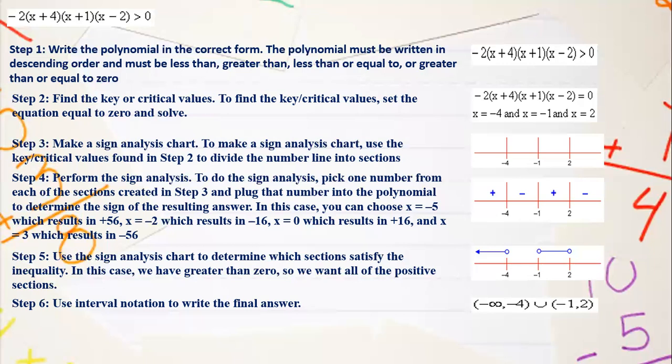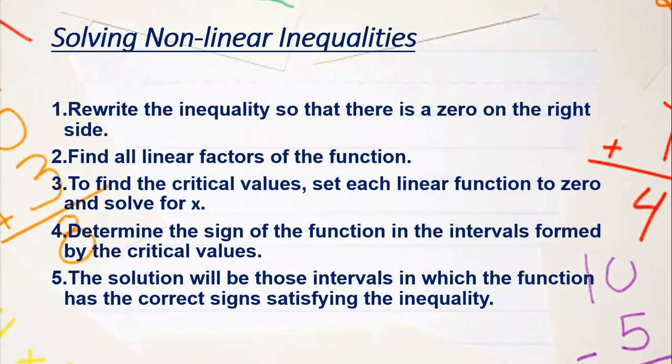All right. We'll move to the next. Solving nonlinear inequalities. First, rewrite the inequality so that there is a 0 on the right side. Second step would be to find all the linear factors of the function. Third step would be to find the critical values, so we set each linear factor to 0 and solve for x. Then step 4 would be to determine the sign of the function in the intervals formed by the critical values. And then step 5: the solution will be those intervals in which the function has the correct sign satisfying the inequality. So we have an example next.